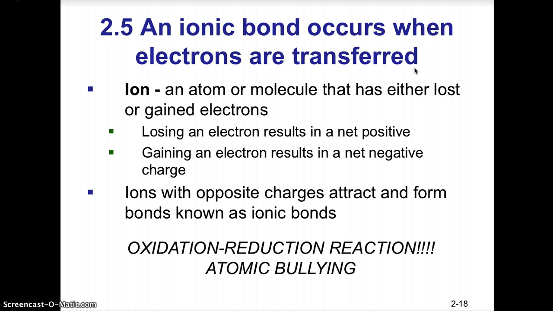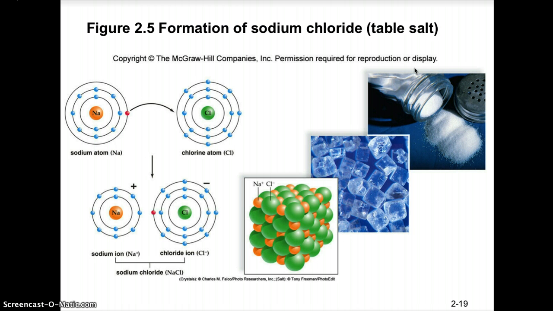We also call this oxidation reduction. So when an atom loses an electron, it's oxidized. When it gains an electron, it's reduced. So that is an oxidation reduction reaction. And here we can see an example of an oxidation reduction reaction, or ionic bond, between the sodium atom, Na, and the chlorine atom. So you can see sodium, being a group 1 element, has 1 valence electron.